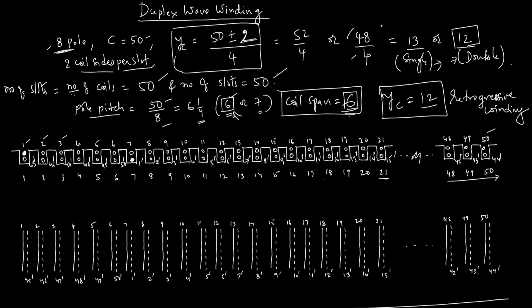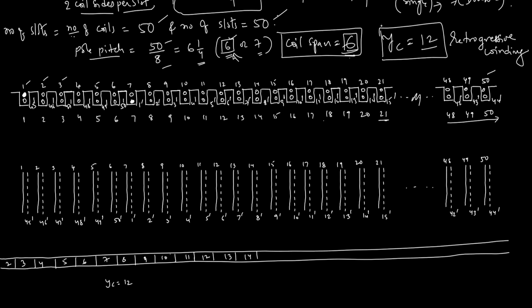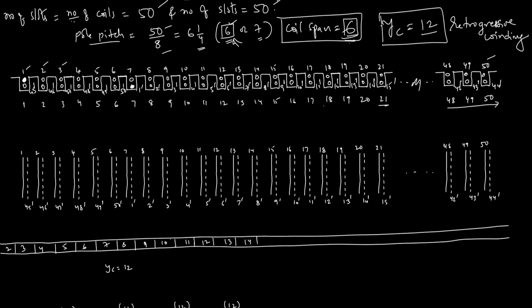Now I have also shown the layout of the coils. So the solid line indicates the upper coil side, and similarly the dashed line indicates the bottom coil side. Right. Now let us draw the winding.